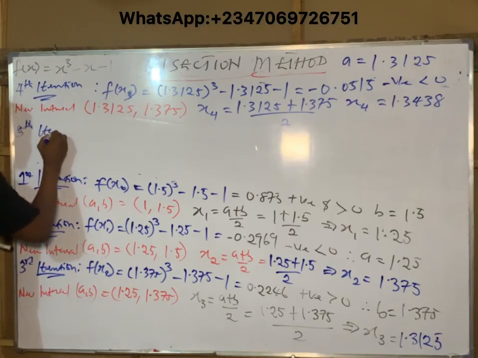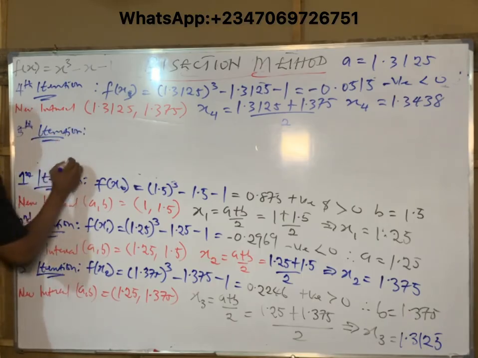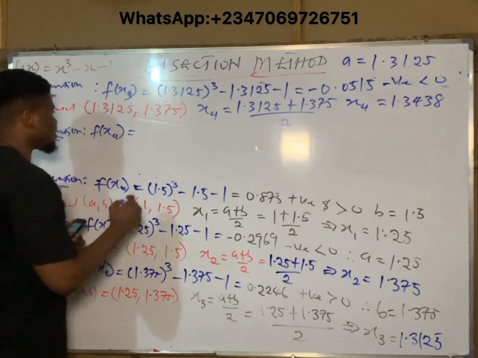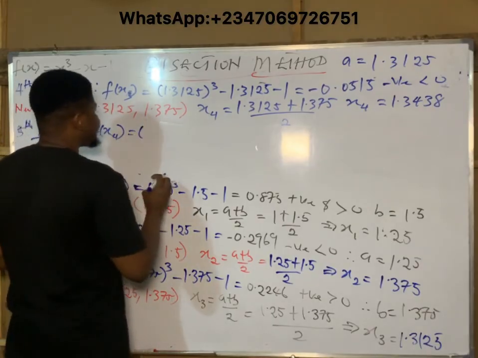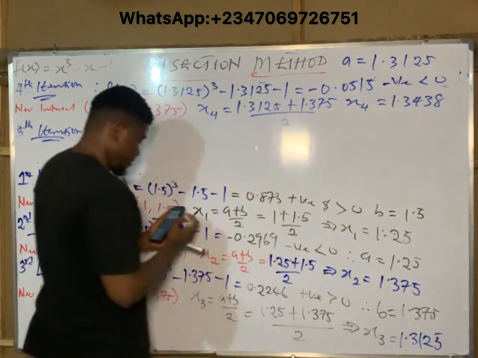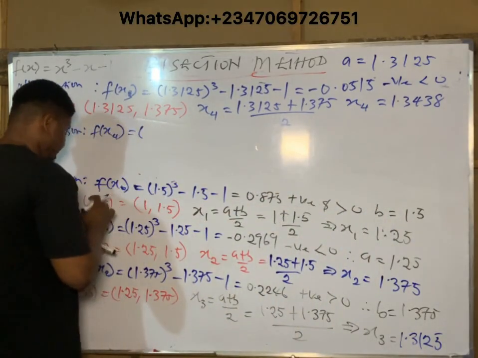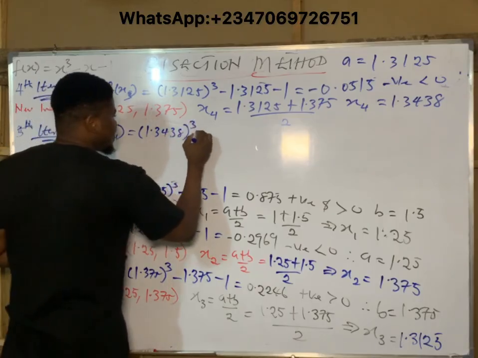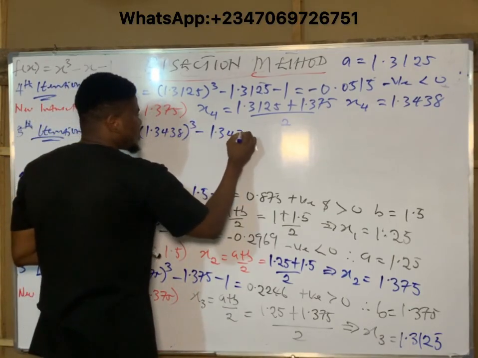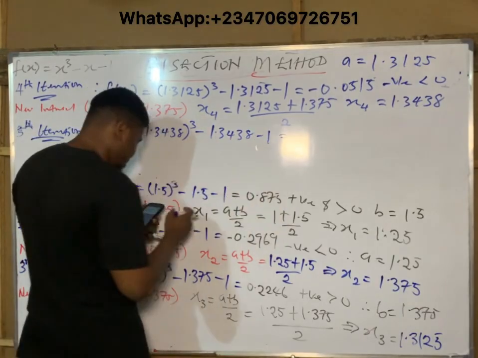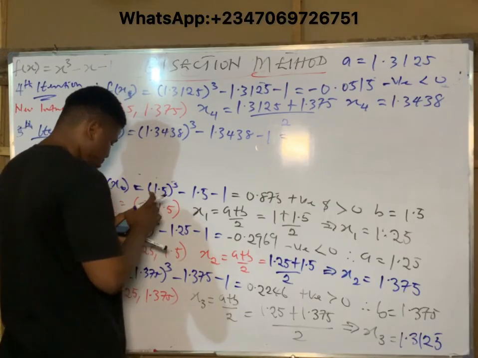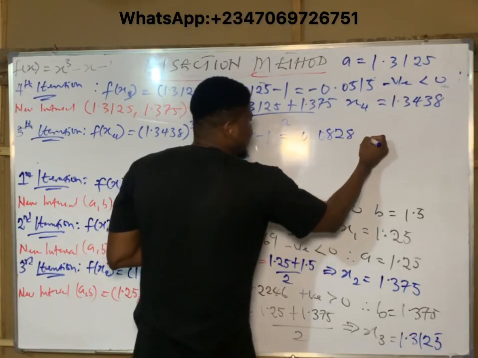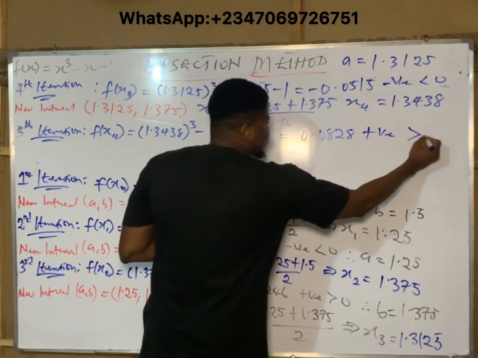So fifth iteration. This becomes now f of x4, simply plugging the value of x4 into the equation. So we have the value here, 1.3438. So we have 1.3438 to the power of 3 minus 1.3438 minus 1. So let's see what this gives us. This gives us 0.0828, and this value is positive and it is greater than 0.